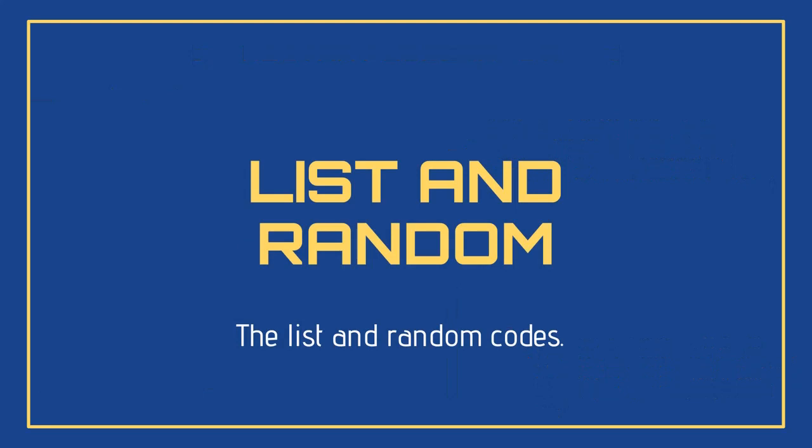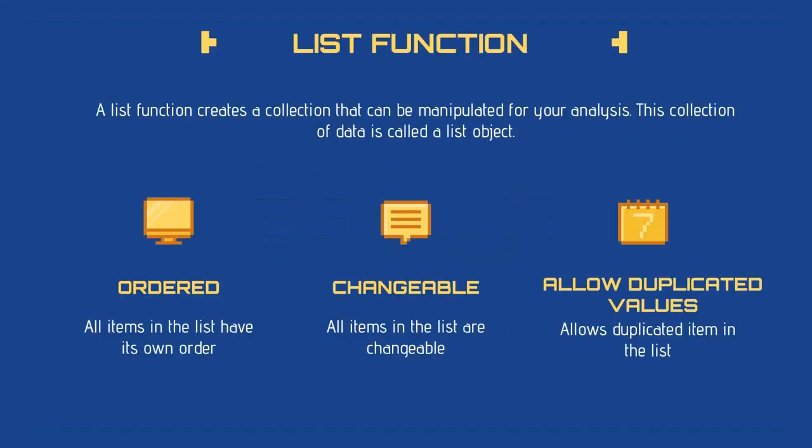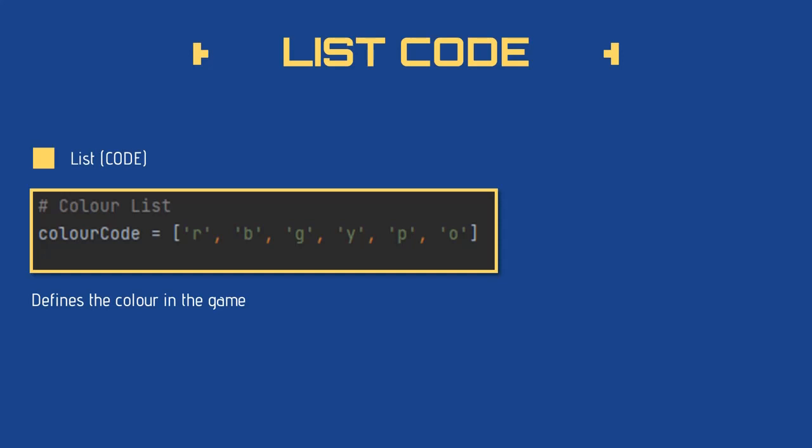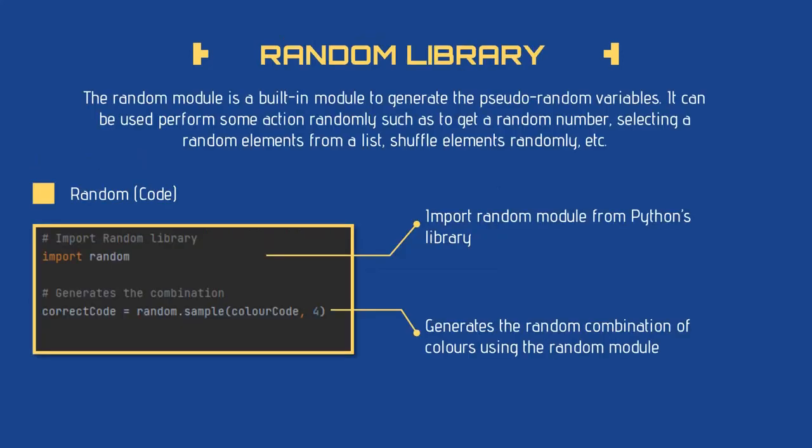Now I'll be showing the list and random codes. A list creates a collection of data that can be manipulated. This is called a list object, which is ordered, changeable, and allows duplicate values. This is an example of the list code in the program, which defines the colors in the game. Lastly, the random library is a built-in module that generates pseudo-random variables. This is used in the program to generate a random combination of colors.